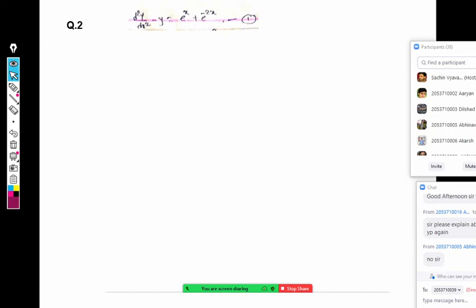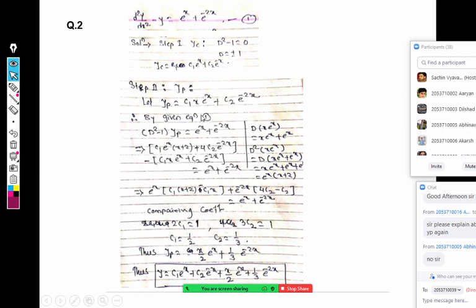Yes, it should not require. C1 e raised to x plus C2 e raised to minus x. Very good, Ankur. Yes, C1 e raised to x plus C2 e raised to minus x. That is yc, and here is yp.